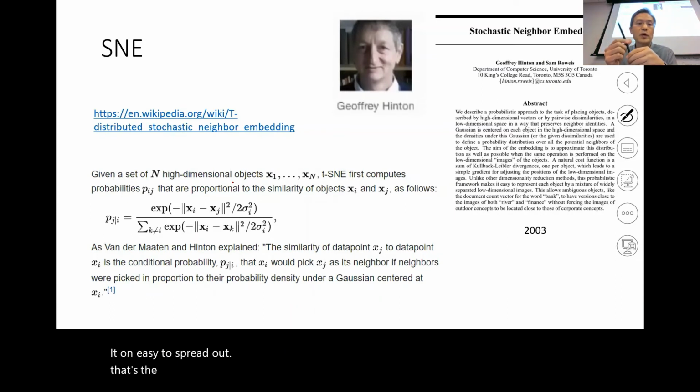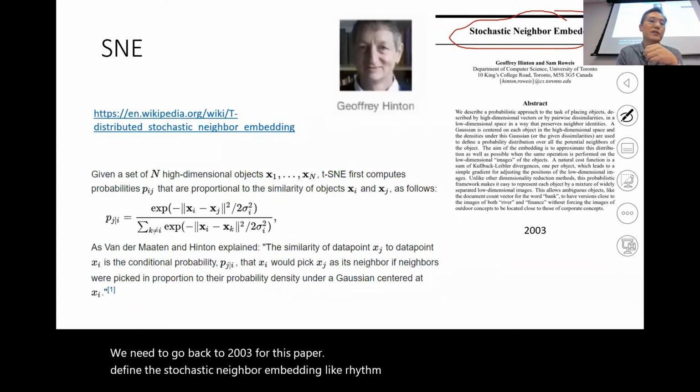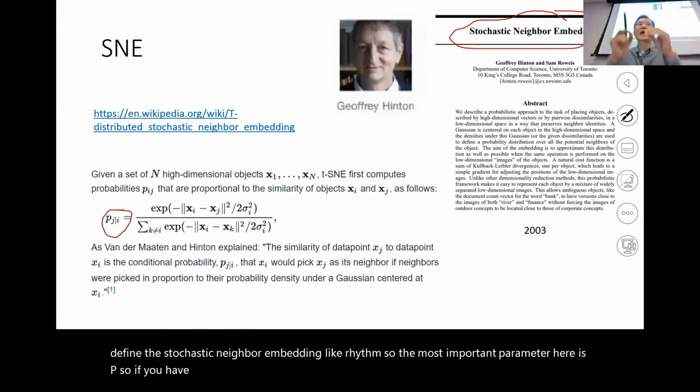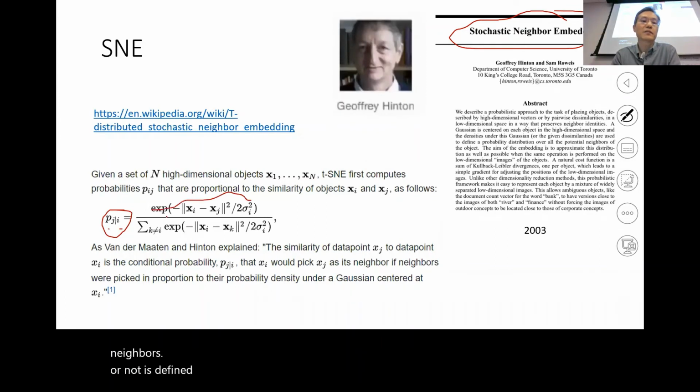The point is simple. Here, we need to go back to 2003 for this paper, which defined the stochastic neighbor embedding algorithm. The most important parameter here is the key. If you have two data points in high dimension, I and j, whether these two are neighbors or not is defined by the distance between them, mapped to a Gaussian centered distribution.